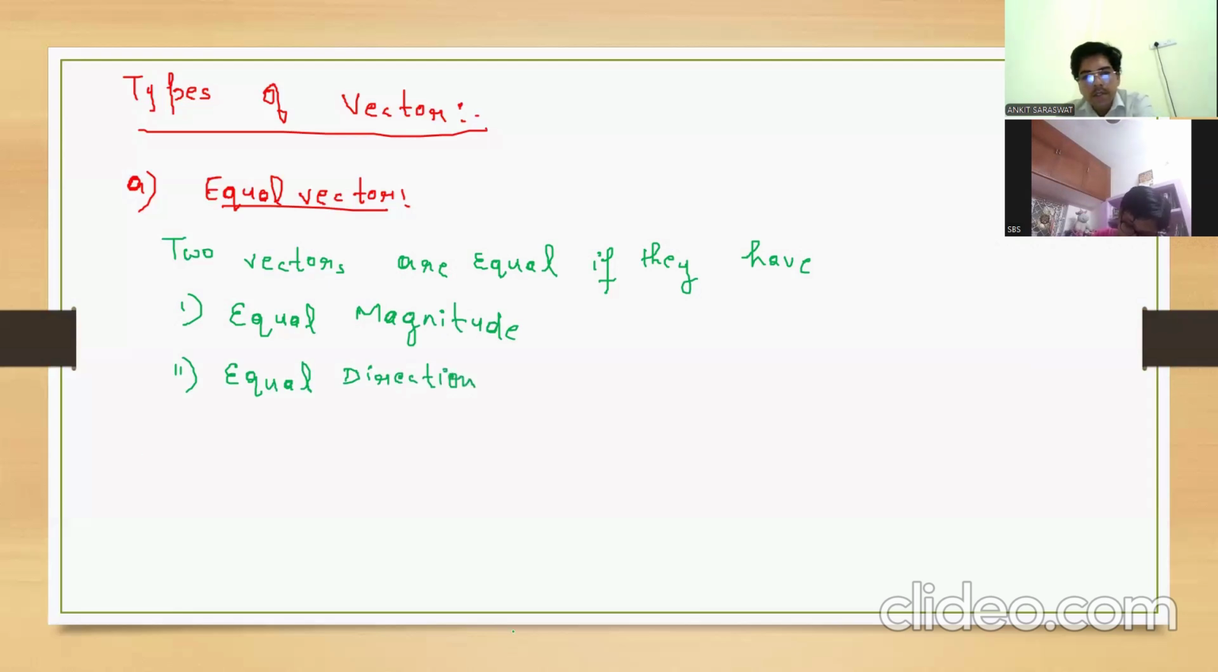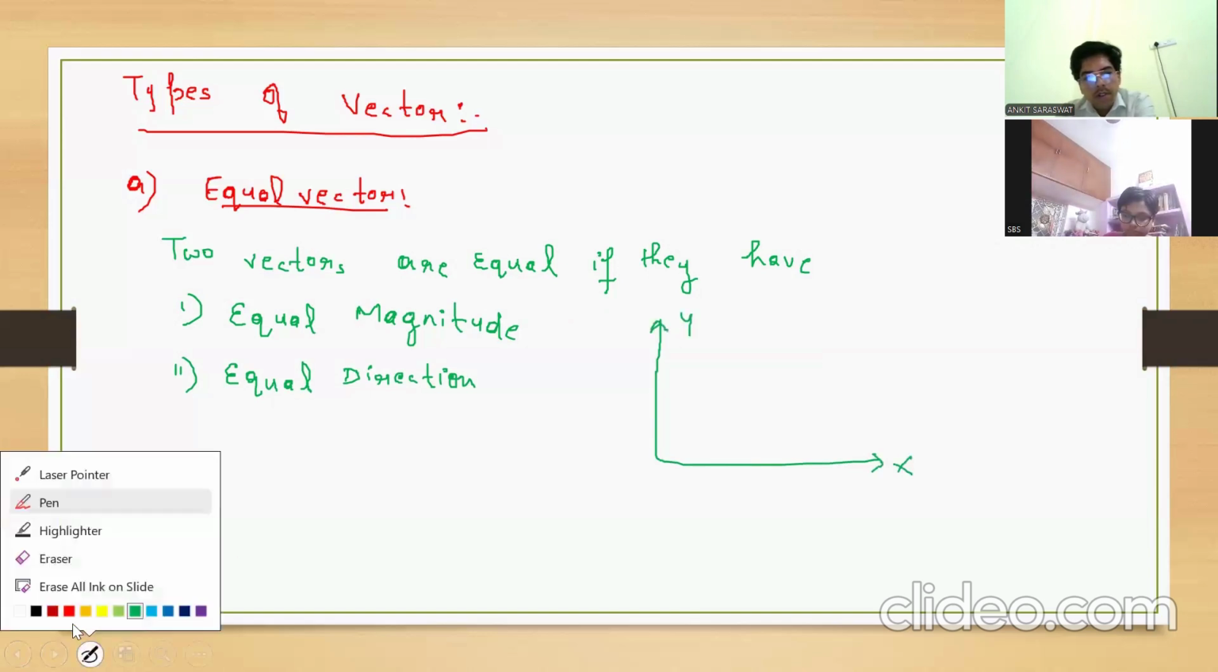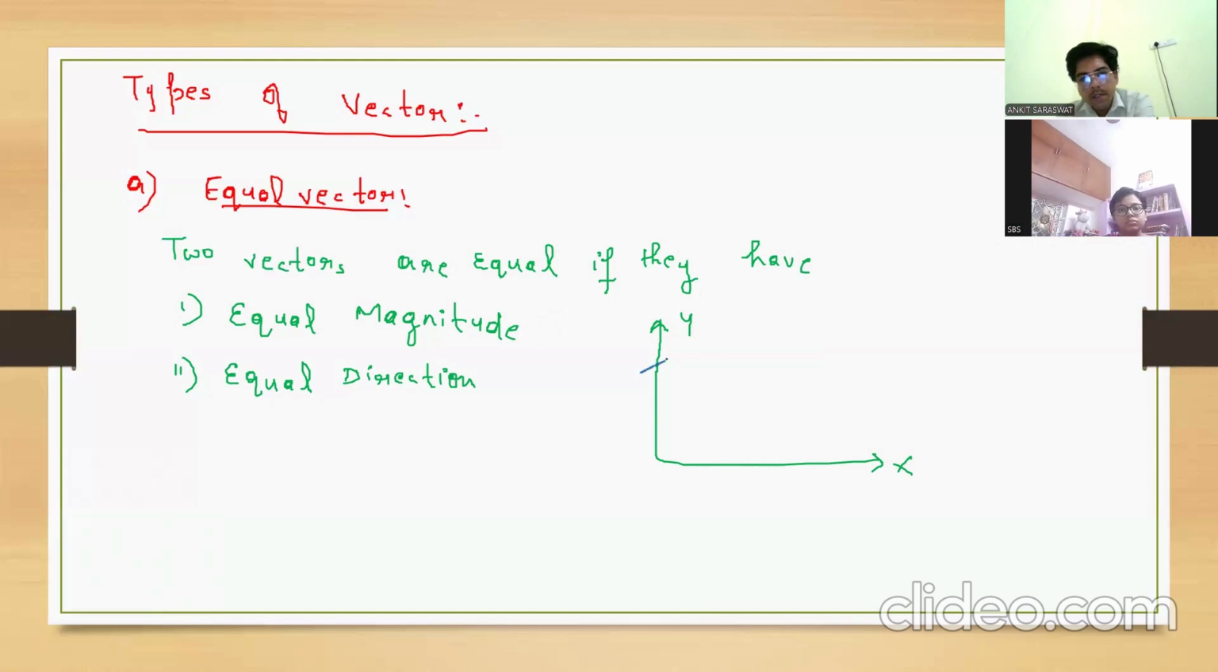Meaning is what? Like this. This is the 2D plane, the XY plane. So in this plane, if I draw vectors like this, parallel to this vector, I will draw some more vectors. These are equal vectors. This is also an equal vector. They should have equal magnitude and equal direction. You can check, for all these vectors, they have equal direction like this, and they have equal magnitude.